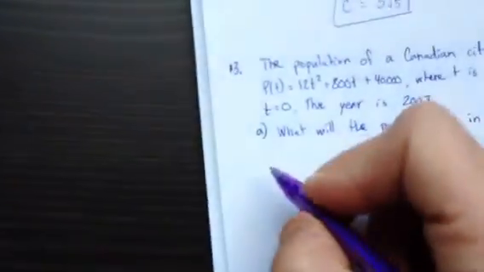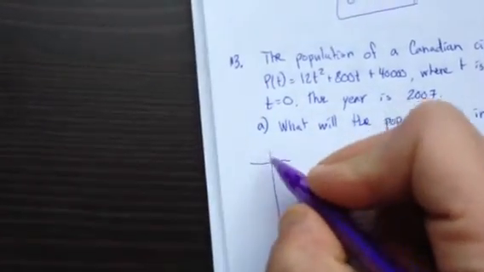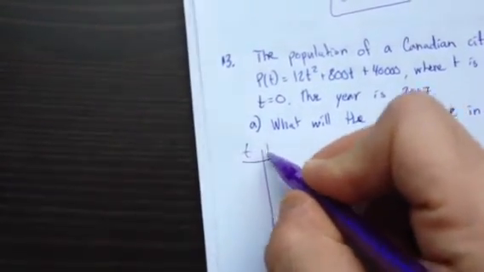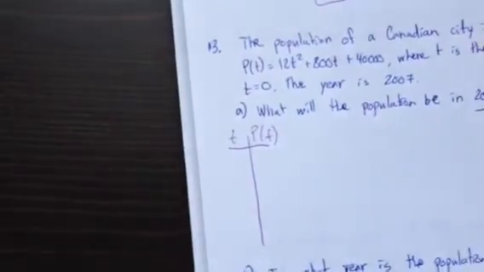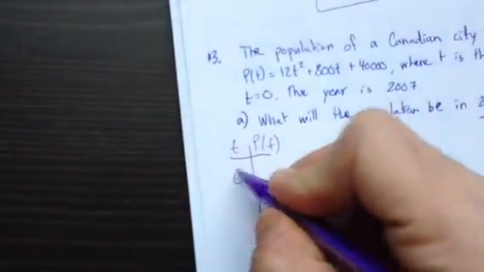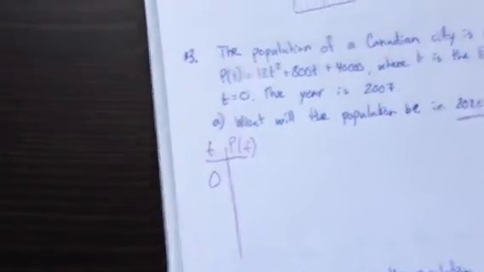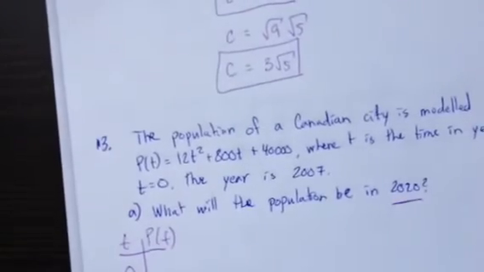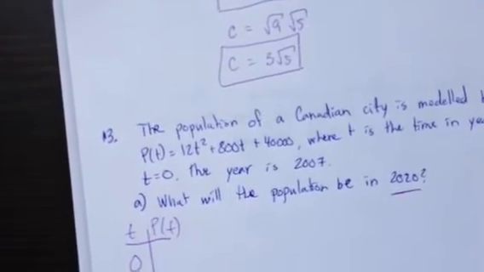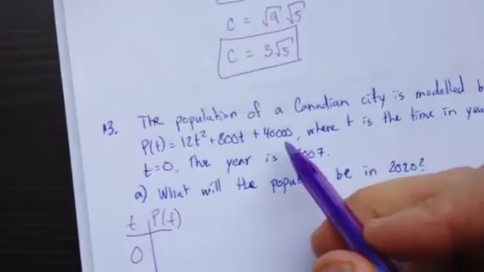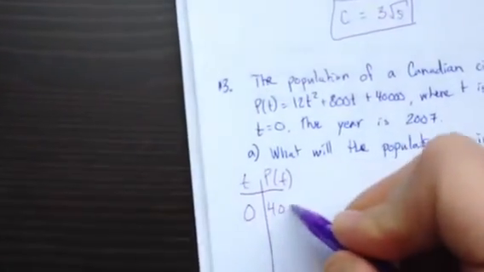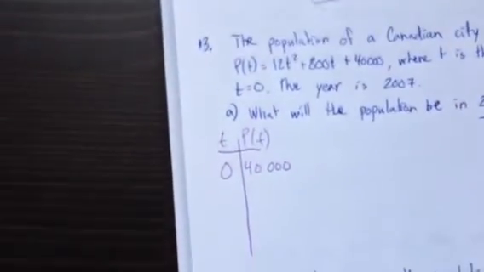So again, if I came up with a table of values and I have time and I have population as a function of time, it's very important you know that at time 0, what is the population? Well, this is in standard form, so you can actually answer that question. The population is 40,000. That is your C value. So 40,000 would be my C value.